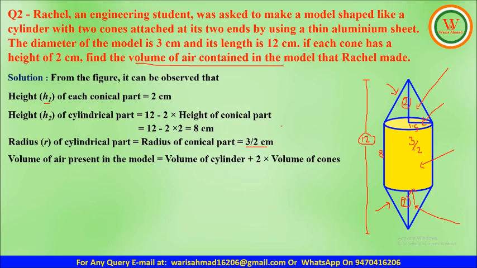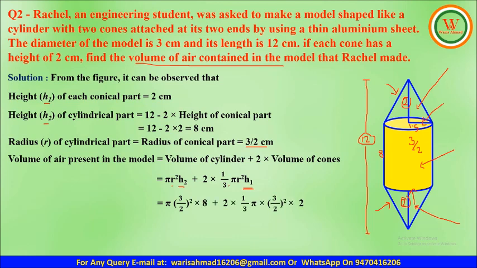After that we have to write the volume of cylinder is equal to pi r square into h. Here the height of cylinder I have taken h2, so here we can write h2. Next 2 into volume of cone, as we know volume of cone is equal to 1 upon 3 pi r square into h1. Since the height of conical part we have taken h1, so here we can write h1. After that we have to put the value of radius and height in this equation. So the resultant equation will be like this.